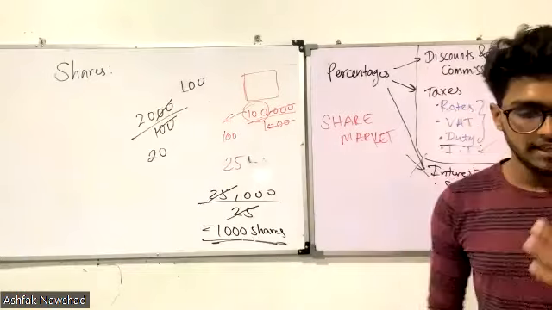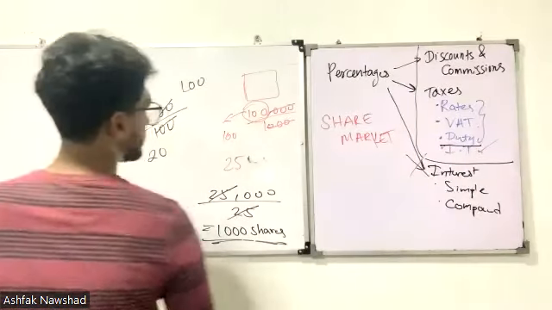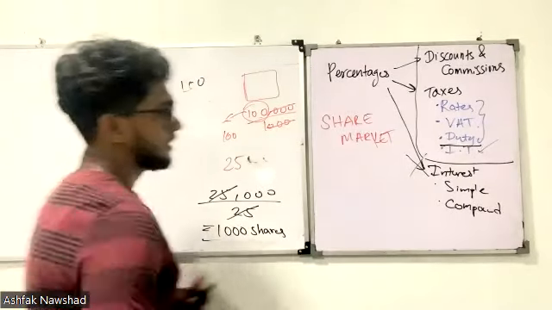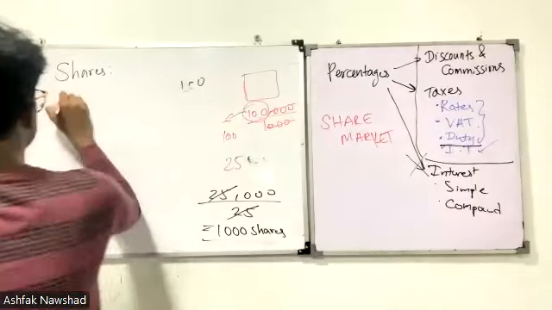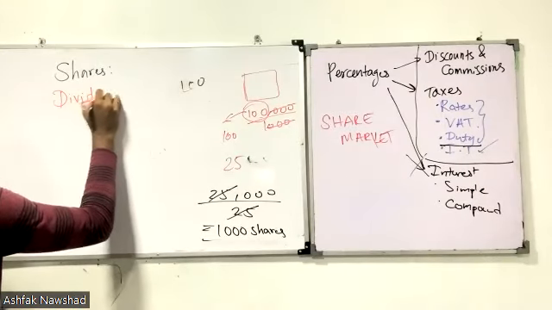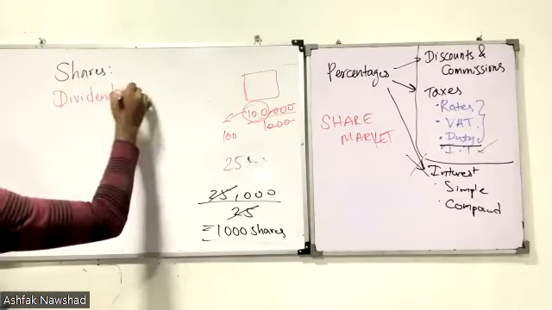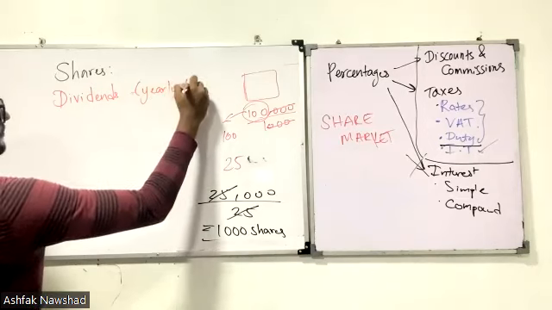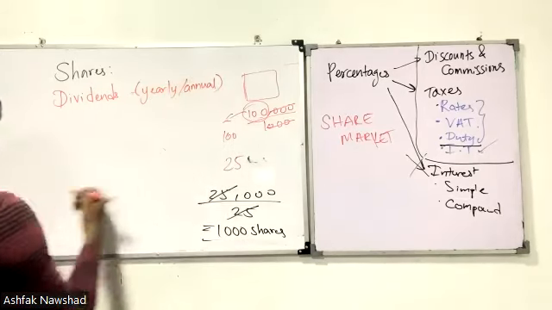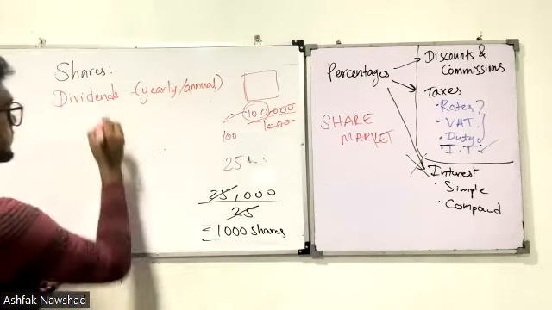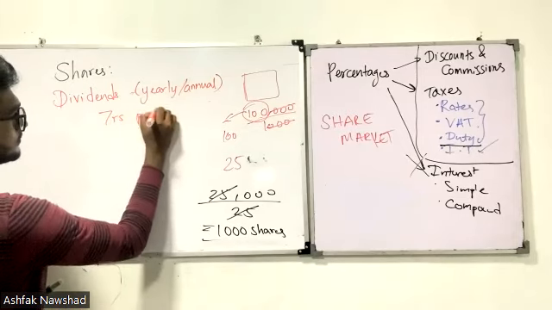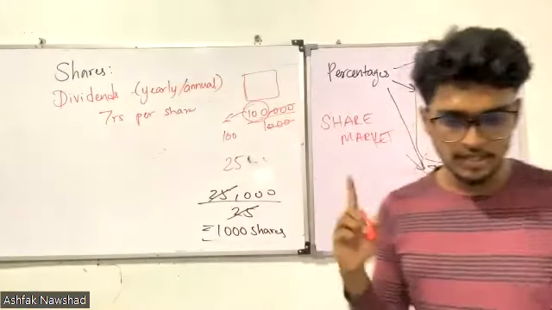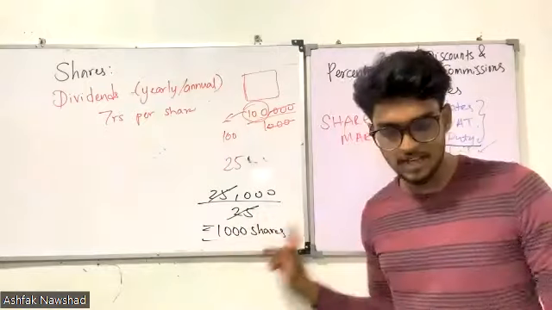Now, what's the catch? What do I get? I have 10,000 shares. The company says we'll issue something called dividends. Dividends are given every year, annually. For example, they'll give a very small amount, 7 rupees per share, if you keep these shares for 1 year.